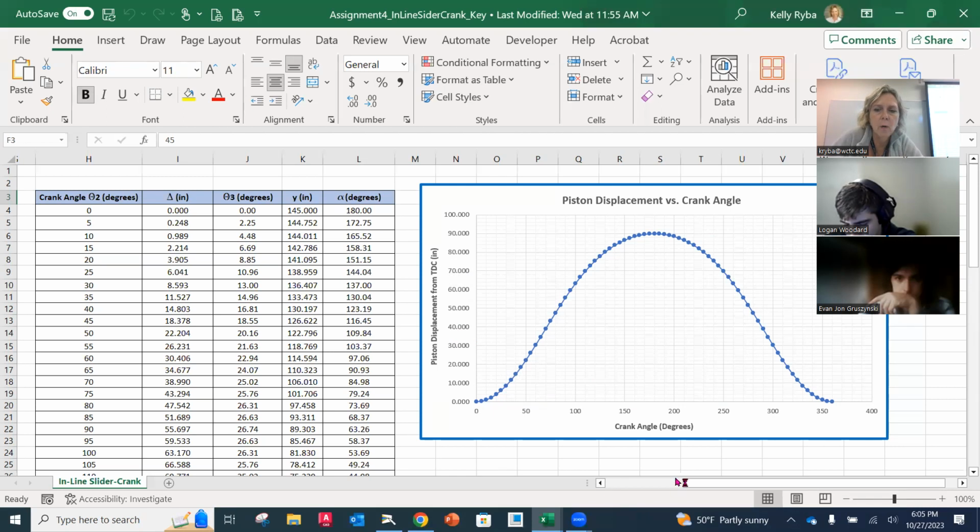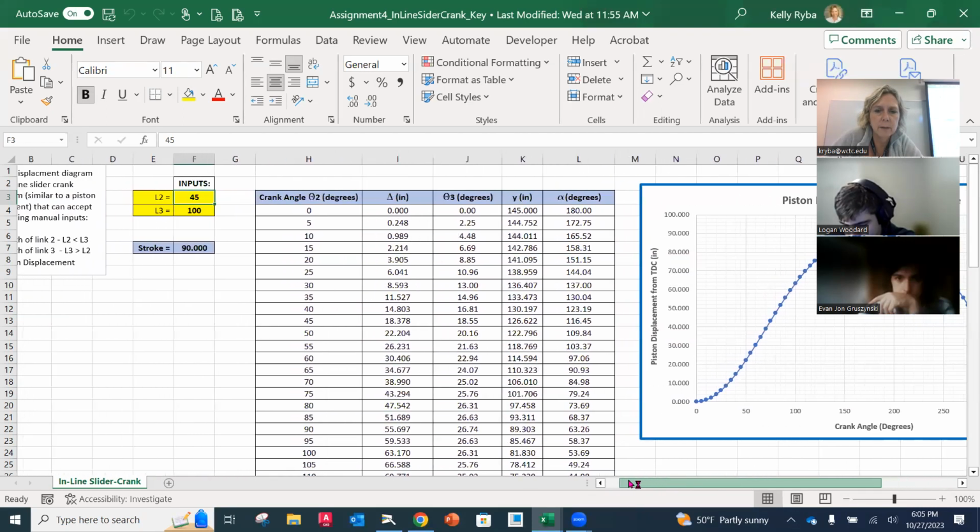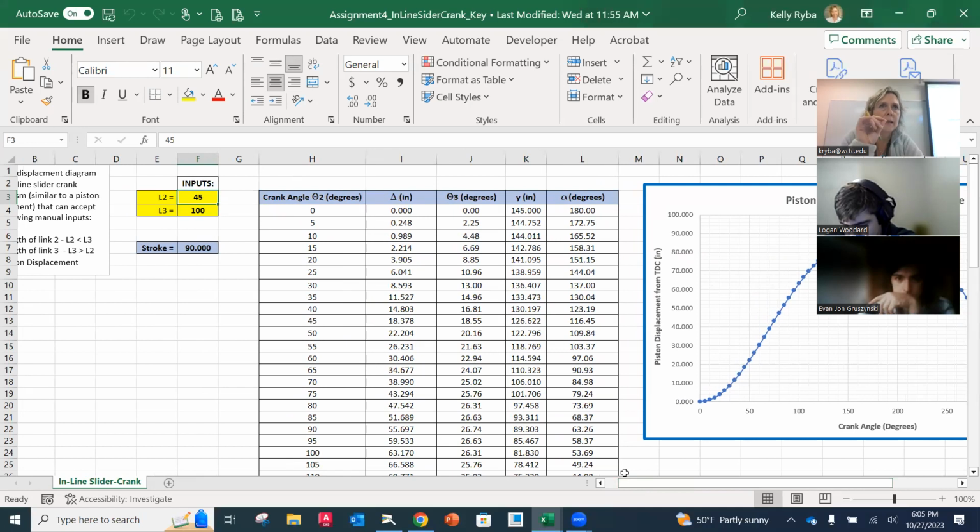Okay. Now over on the left-hand side here, the tables that we have, this is an inline crank. Okay. Crank slider mechanism. I don't have one for an offset. You will do an offset. And I think you guys created the offset one. So you'll have both if you want to use them.